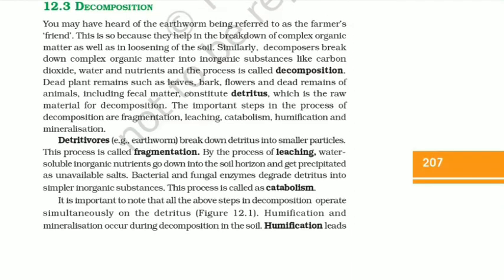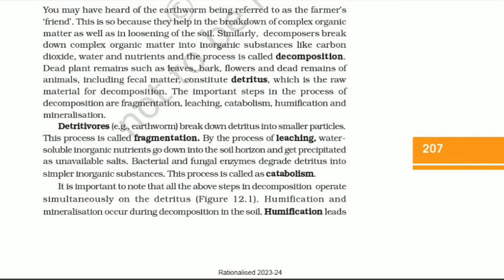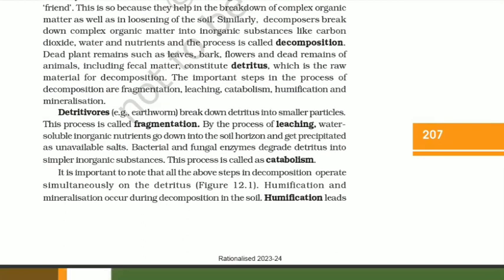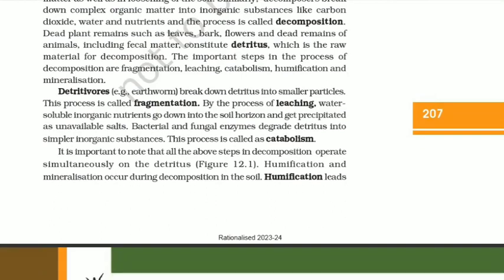12.3 Decomposition. You may have heard of the earthworm being referred to as the farmer's friend. This is so because they help in the breakdown of complex organic matter as well as in loosening of the soil. Similarly, decomposers break down complex organic matter into inorganic substances like carbon dioxide, water, and nutrients, and the process is called decomposition. Dead plant remains such as leaves, barks, flowers, and dead remains of animals, including fecal matter, constitute detritus, which is the raw material for decomposition.